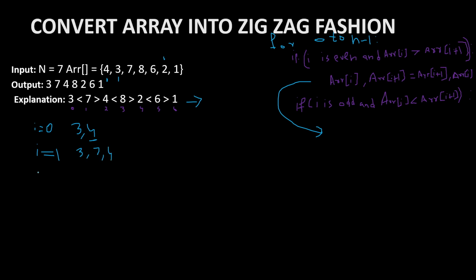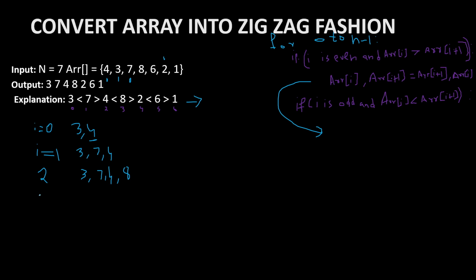Similarly, for the second index, we have to check the right side value. At this position we have 4, and the index is even. At even, the current value should be greater than the right side value. Current value at the position is 4. Is 4 greater than 8? It is not greater, so we are not going to swap because it doesn't satisfy the condition. The if condition will be ignored. So 3, 7, 4 and 8 will be there as they are.